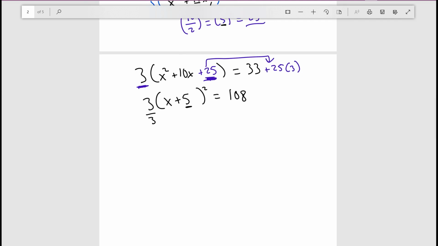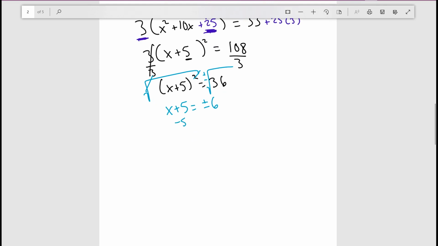I'm going to divide by this 3 because I got to isolate the squared term. I have x plus 5 whole quantity squared is equal to 108 divided by 3, which gives me 36. Now I'm going to apply a square root to both sides and also add plus or minus. So I have x plus 5 is equal to plus or minus 6.